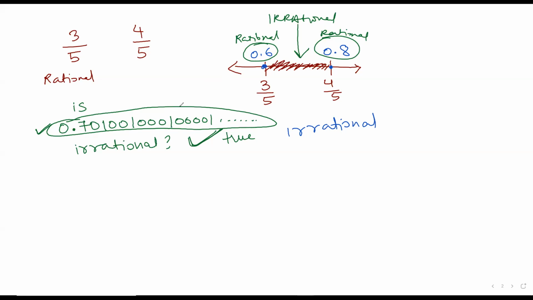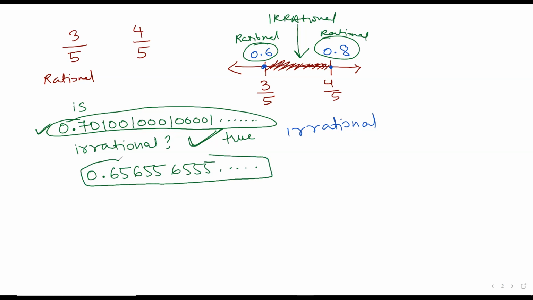So as Hamna said, 0.65, 655, 655, and so on. This is also an example of an irrational number that lies between 0.6 and 0.8. So is it clear now, Mridula? Yes, ma'am. Okay, I hope it is. All right.